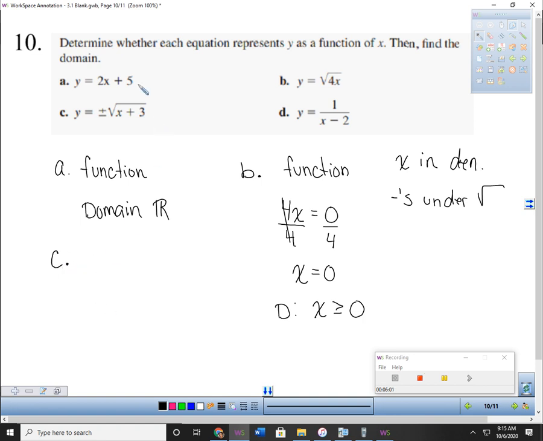So let's pick a number. Let's say I plug in 1. 1 plus 3 is 4, and the square root of 4 is 2. But do you see how this says it's a positive 2 and a negative 2? So when I plug in 1, I will get positive 2, and also when I plug in 1, I will get negative 2. That's what this is saying. How many outcomes is that? That's 2 different ones, so this is not a function.